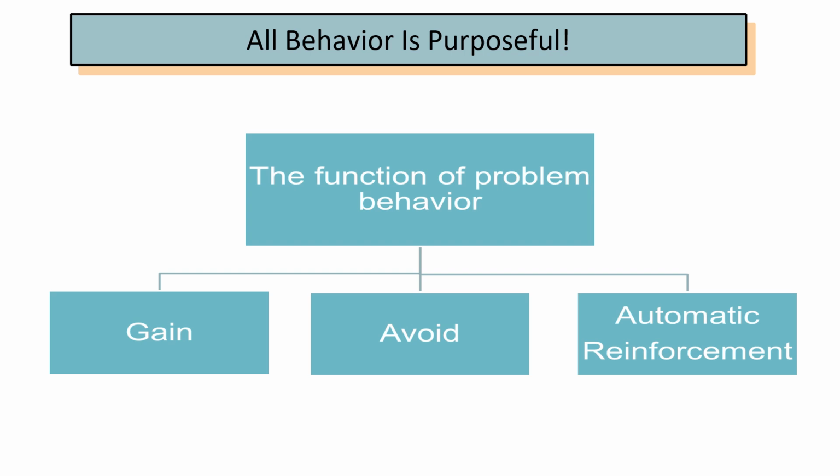There are three main functions of behavior: to gain access, to avoid, or automatic reinforcers. Most common is to gain attention and to avoid work. Automatic reinforcers are the hardest to extinguish.